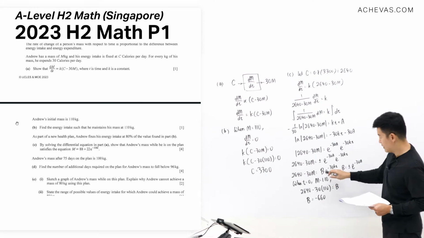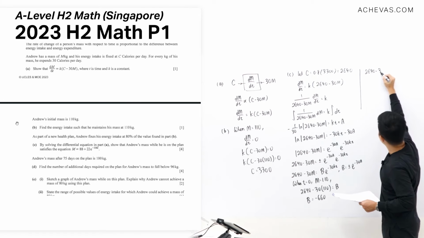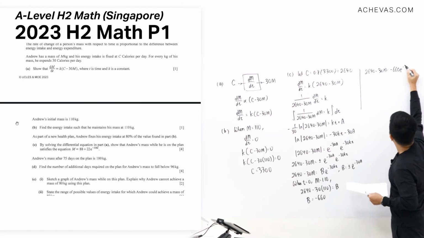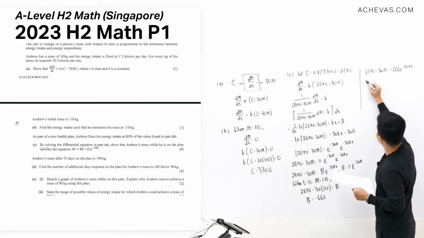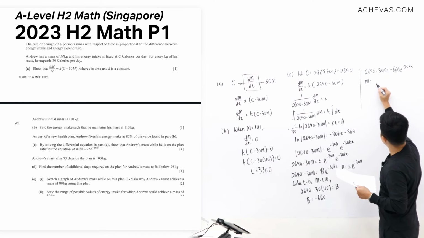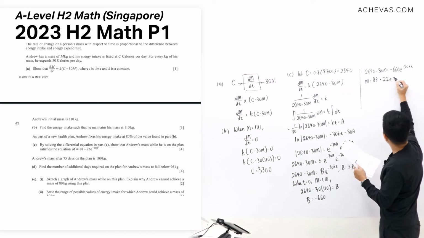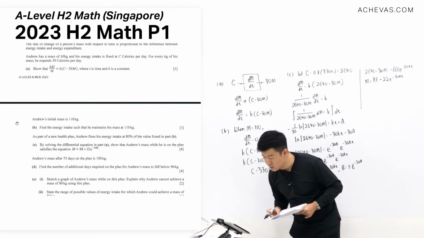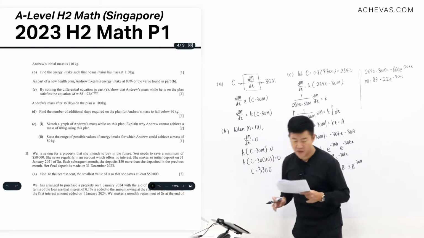So if I were to replace b by this, then we have, let me write it down here, 2640 minus 30m. This is equal to negative 660 e to the power of negative 30kt. And with this, I guess we can make m the subject. m is going to be equal to 88 plus 22 e to the power of negative 30kt. Okay, and this is actually what the question requires us to show. So done for that part.